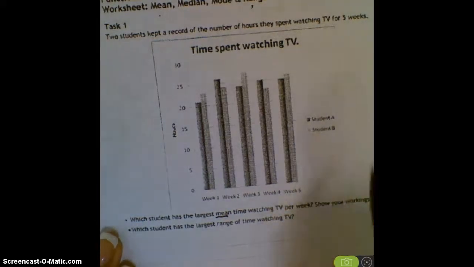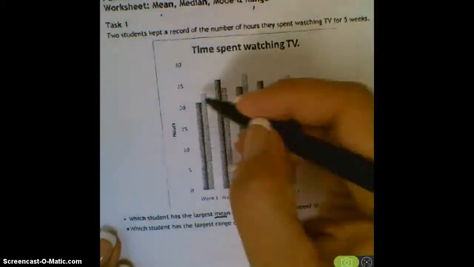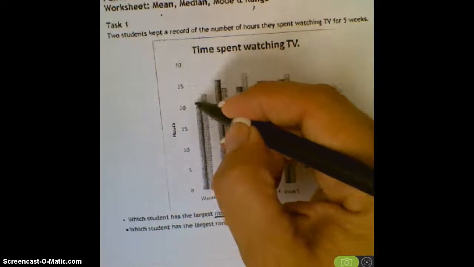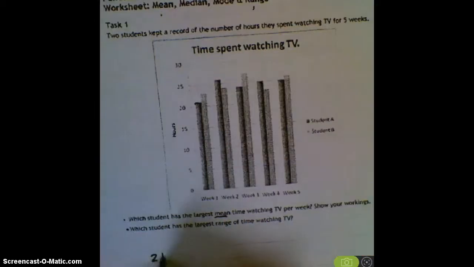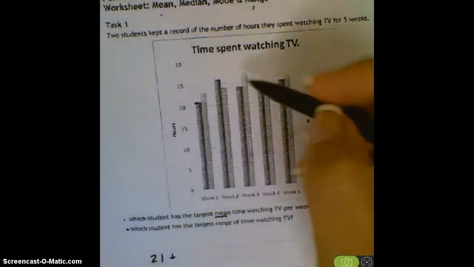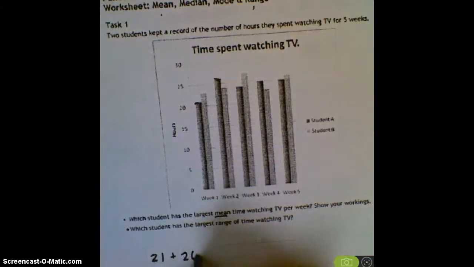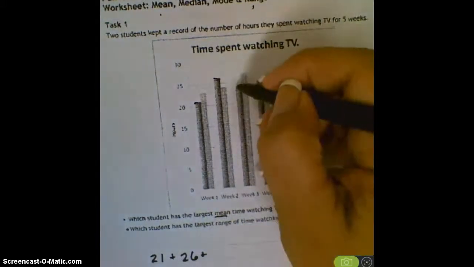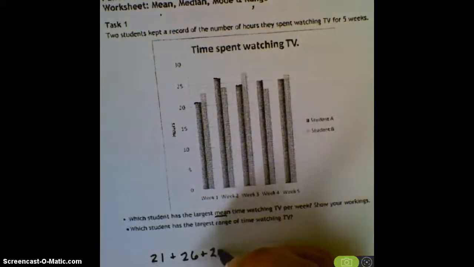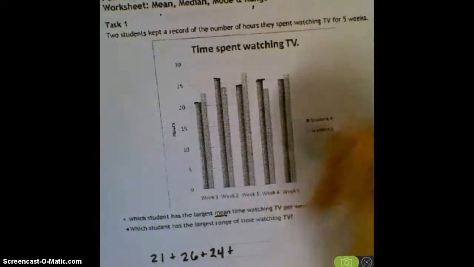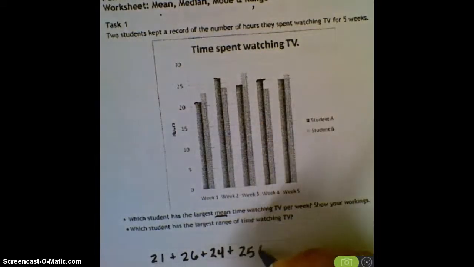We're going to look at student A first. Student A is the dark one, and I can see a 21, so I'm going to write 21. I know this is a little bit blurry, this copy didn't turn out so well. And I see 26, and I see 24, and this one looks exactly 25, and this one is another 25.